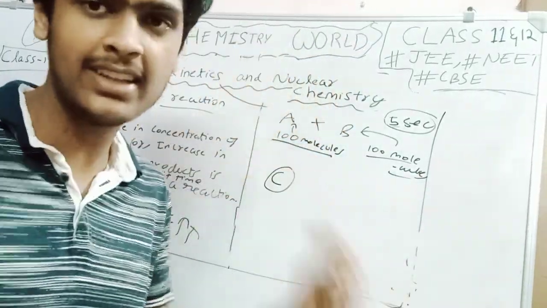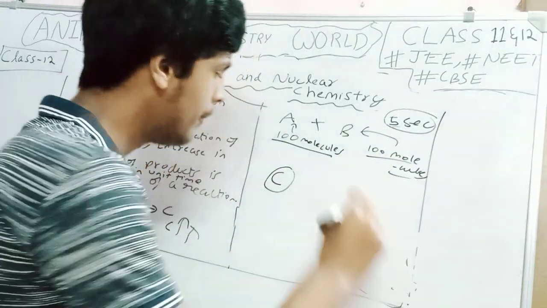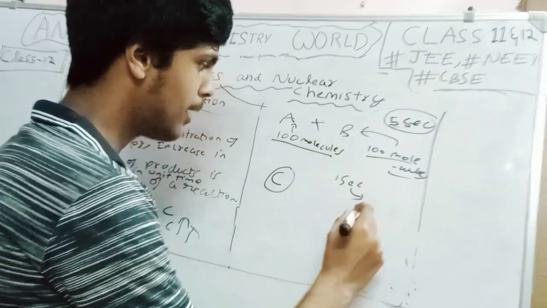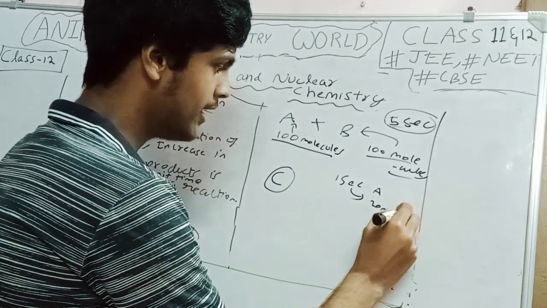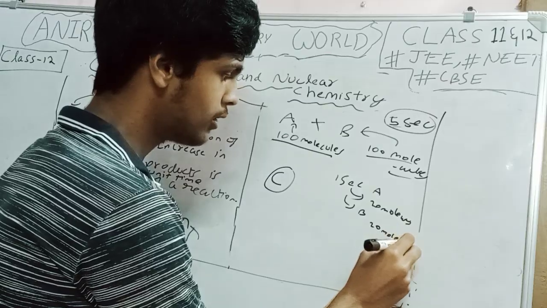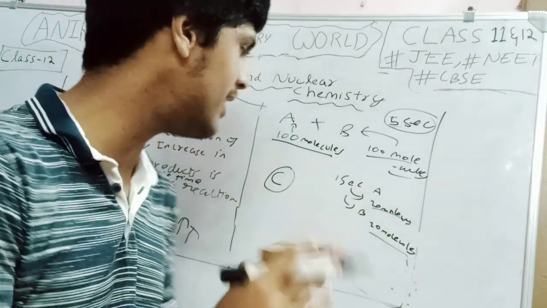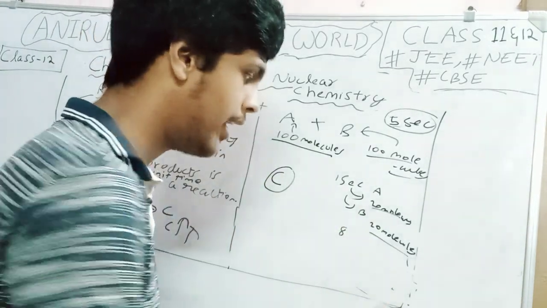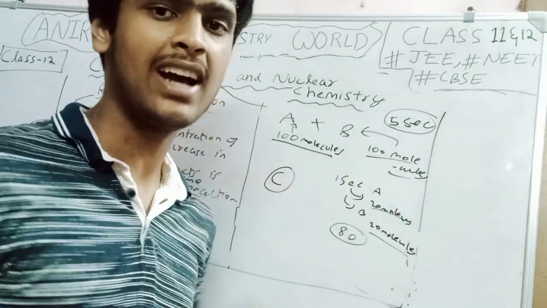The mechanism behind this is that 100 molecules of A and 100 molecules of B are there. Suppose in the first second after combining, some 20 molecules of A will be combined, and for B also some 20 molecules are combined. So in the first second, 20 molecules of A and 20 molecules of B are combined, and 80 molecules of each remain unreacted.